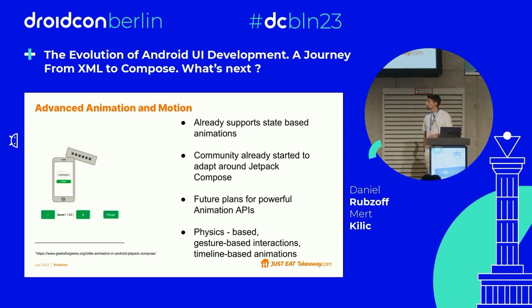So this could include the support for physics-based animations, gesture-based interactions, and timeline-based animations as well. And I don't know, maybe you can even develop games by using the Jetpack Compose's animation API, if they are so powerful. And also you'll see on the GIF on the screen that one of the famous animation libraries for Android called Lottie has already released their support around the Jetpack Compose as well.